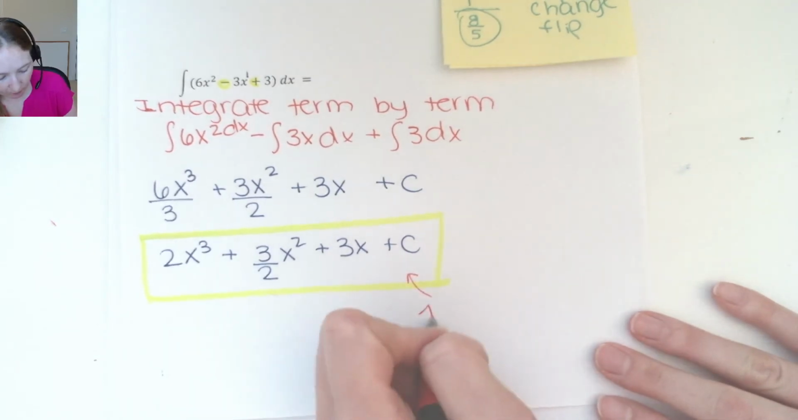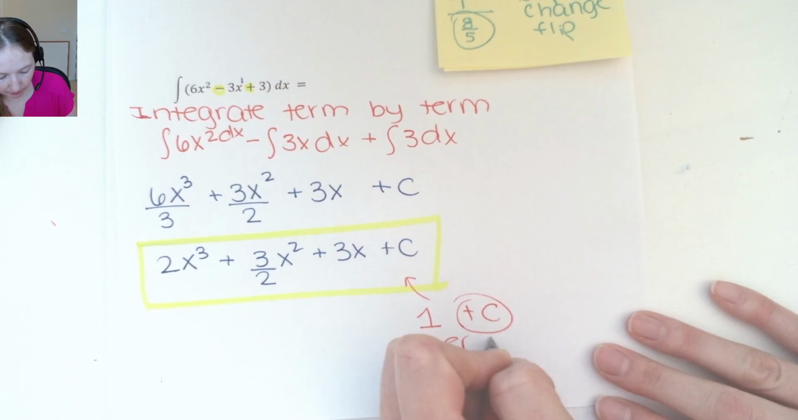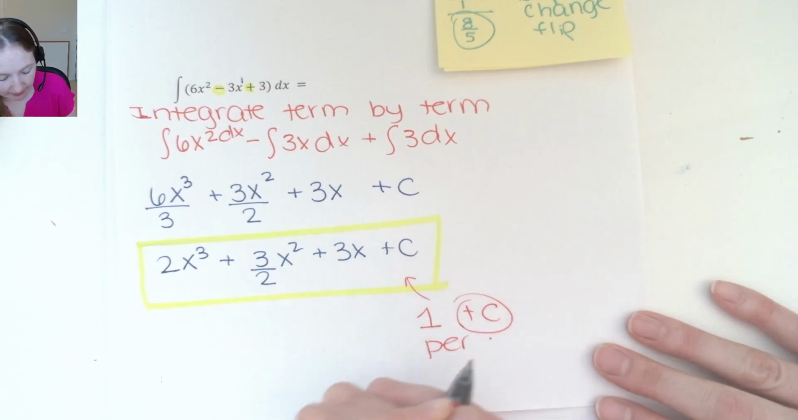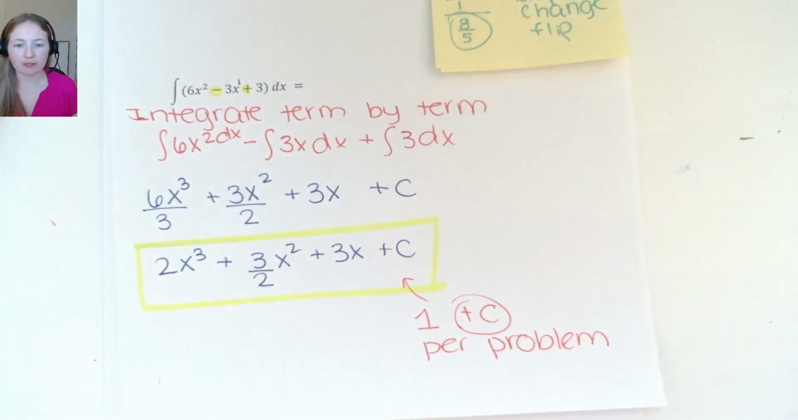So you don't need to be writing three separate plus c's. You'll only write one plus c per problem, or per equation, I should say, or line type of thing. And that's just because the plus c represents that arbitrary number. You do not need to write multiple arbitrary numbers.